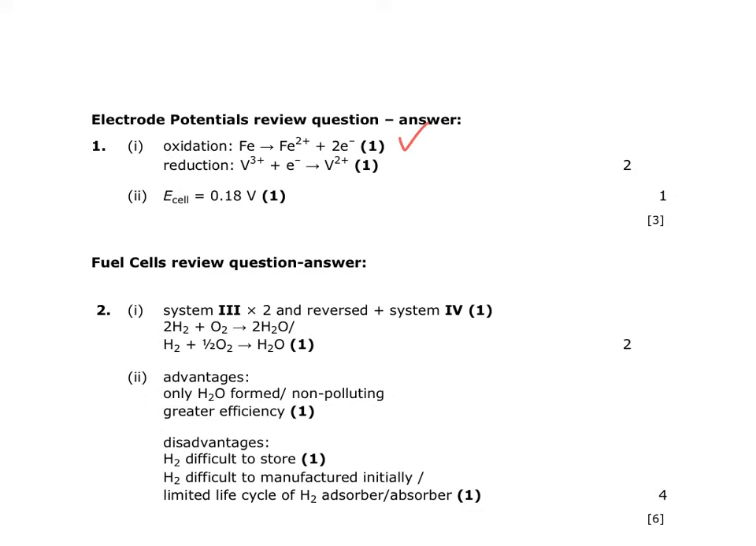So we got the first 3. We doubled system 2 and reversed system 4. That was our working, and we got that second mark there. For our advantages, it's non-polluting because it only forms water, it's more efficient than petrol or diesel engines. For the disadvantages, it's hard to store, and there's a limited life cycle.